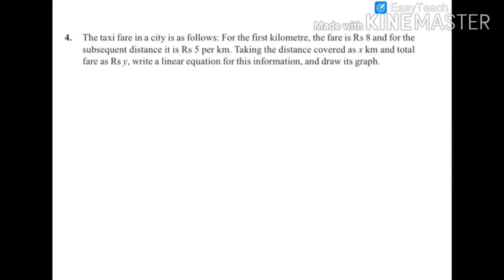Question number 4 of the same exercise. The taxi fare in a city is as follows. For the first kilometer, the fare is rupees 8, and for the subsequent distance, it is rupees 5 per kilometer. Taking the distance covered as x kilometer and total fare as rupees y, write a linear equation for this information and draw its graph.